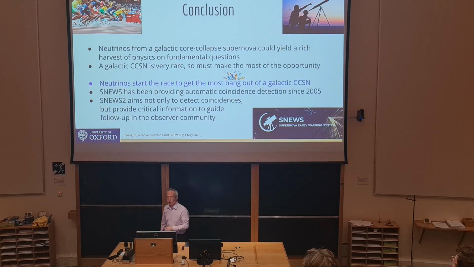Neutrinos from a galactic core collapse supernova could yield a rich harvest of physics and fundamental questions, including astrophysics as well. But they're very rare, so we really have to make the most of the opportunity. Neutrinos are like that starting gun to get the most bang out of the next supernova, and that's why we have SNEWS. This has been in operation since 2005, but we're trying to add to that information right now. We have students working on these kinds of questions, including some sitting here in the audience.